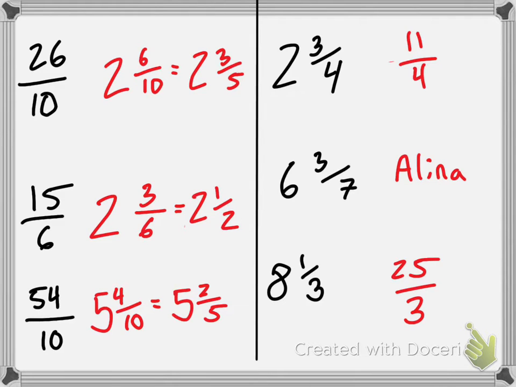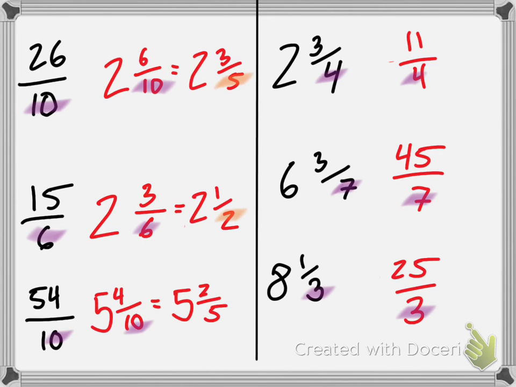Alina, what about 6 and 3/7? 45. Perfect. So 45, and what's our denominator? 7. Yes. As we know, our denominators always stayed the same. The only time they changed is when we simplified, which we always want to simplify.